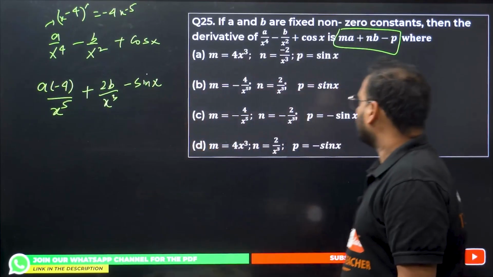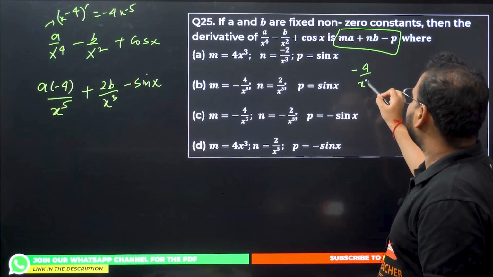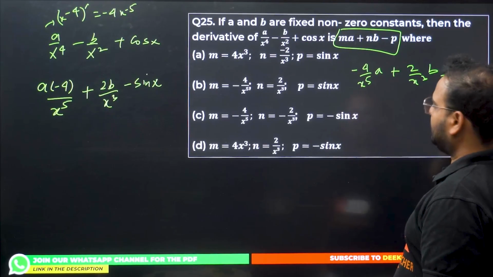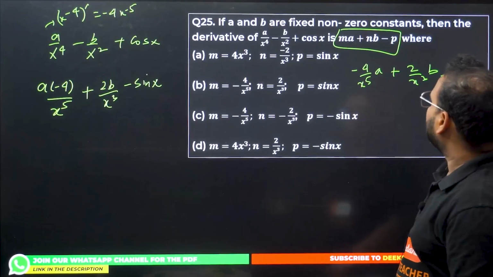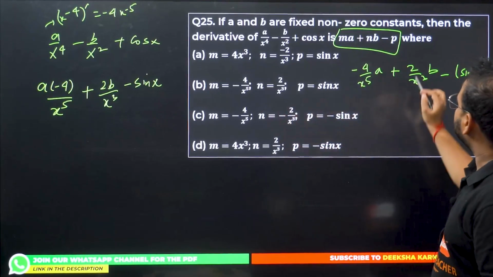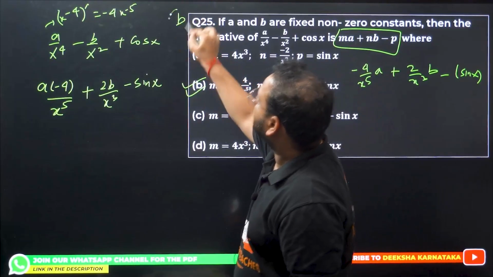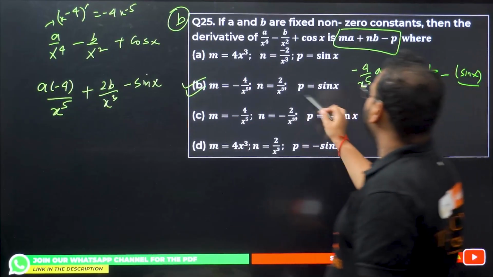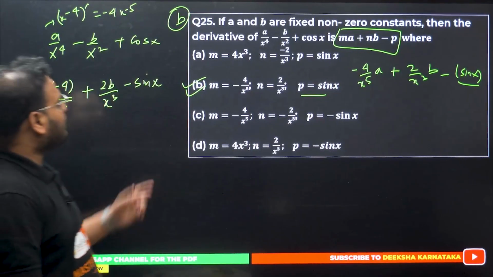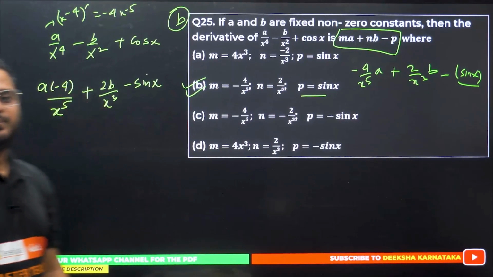Now compare this with the given form. So what you are getting over here is minus 4 upon x power 5 times a, plus 2 by x cube times b, minus sin x. If you compare now, you're getting the value of m as minus 4 by x power 5. This is correct. n as 2 by x cube. This is correct. So we have only one option like this. Option B is right. You can check here, sin x is same as p. This is clear. Question 25, option B is correct. Differentiate this and compare to get the values of m, n and p. Clear?